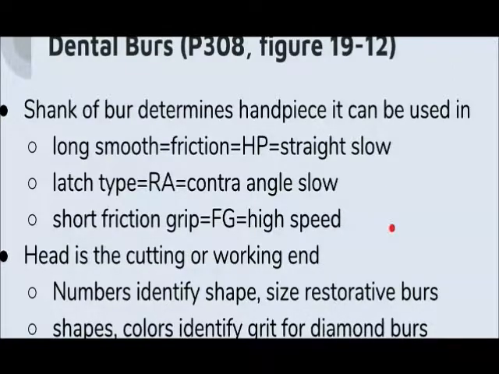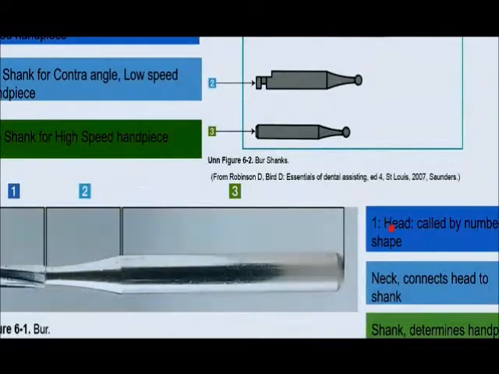Dental burrs have numbers that identify the head of the burr, or the cutting end, and they also may be identified by shape. The head is attached to the shank by the neck, and the shank is the part that goes into the handpiece. So this is the working end, this is the attachment end. You can see that these 3 burrs have different shank ends, but they have the same head.